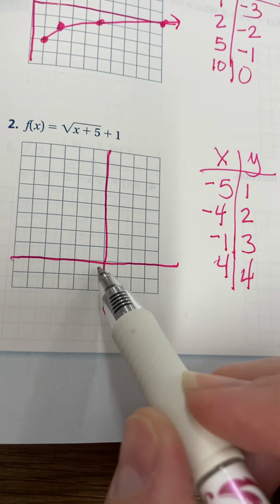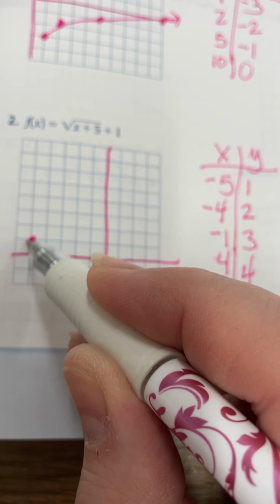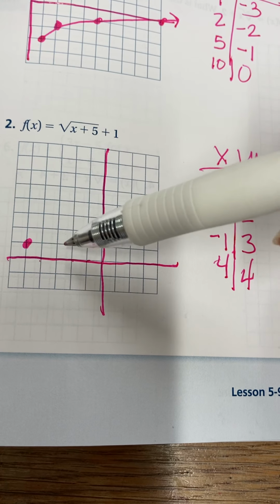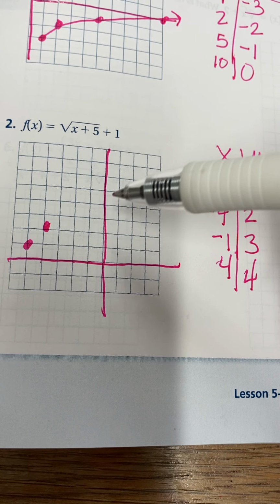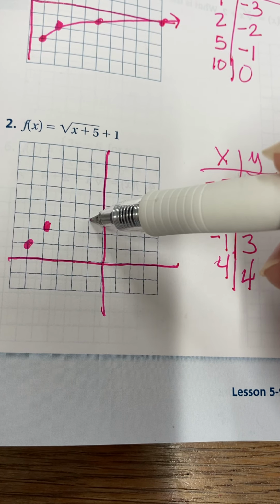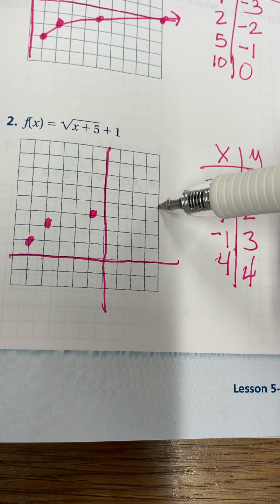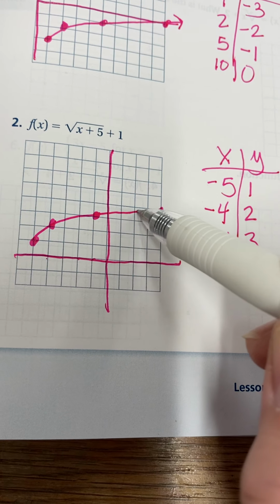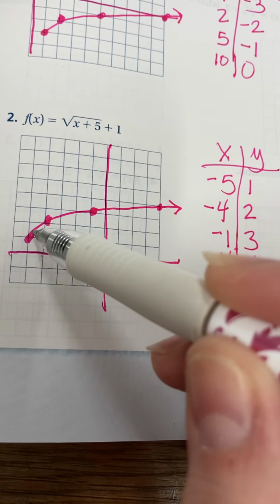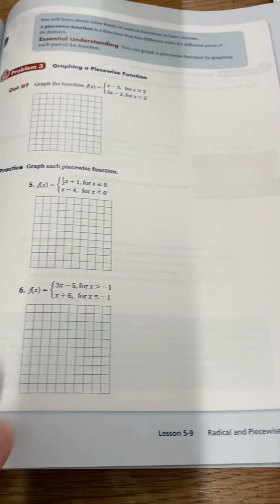All right, so -5, 1, so 1, 2, 3, 4, 5, 1 will be right here. There's my absolute left point. -4, 2 is here. -1, 3 is here. And 1, 2, 3, 4, 1, 2, 3, 4 is here. So again, you start seeing that little curve point going through, and there's your absolute left endpoint. All the graphs will kind of look like that when you are doing radical graphs.